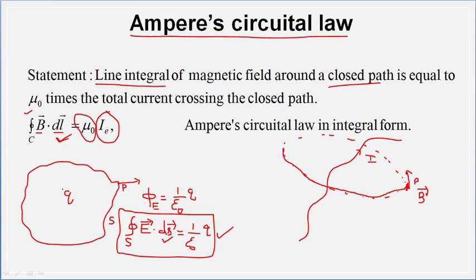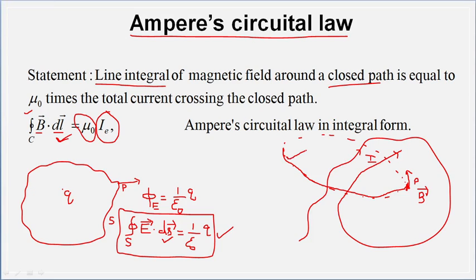Here, if current crosses this closed path once, you take I. Suppose it crosses twice, then you have to take 2I. If it crosses thrice, then it will be 3I. So this is how we take the current. This current is the current which is crossing that closed path.